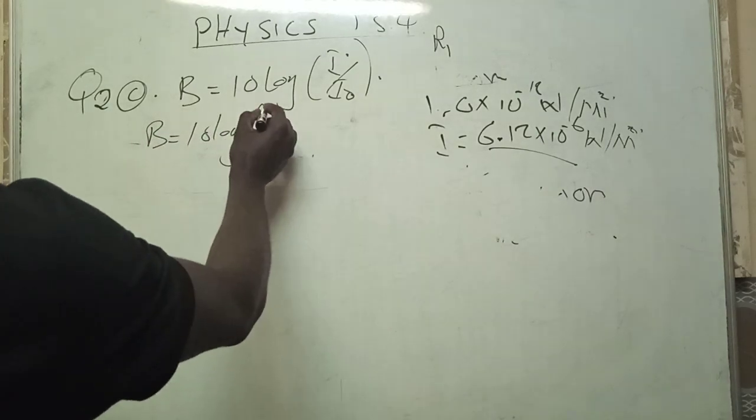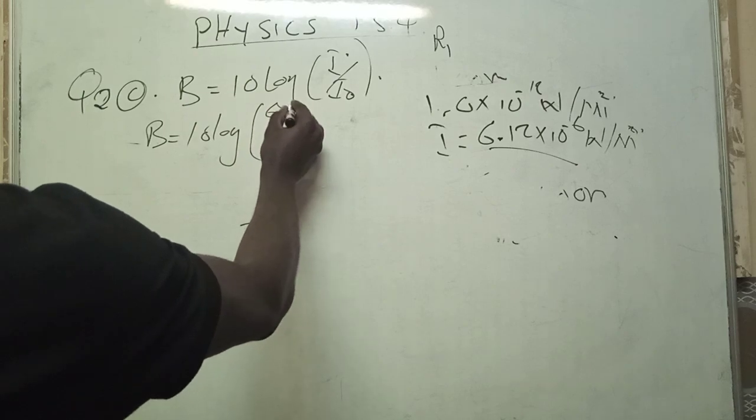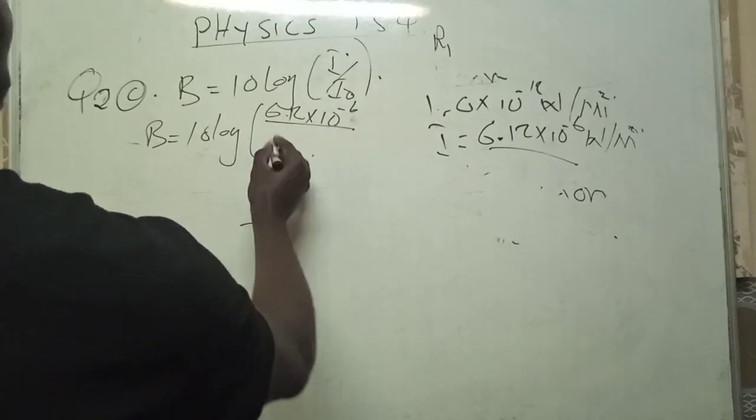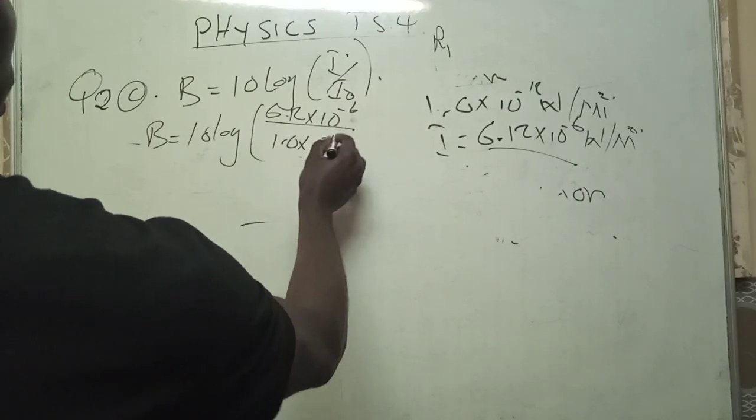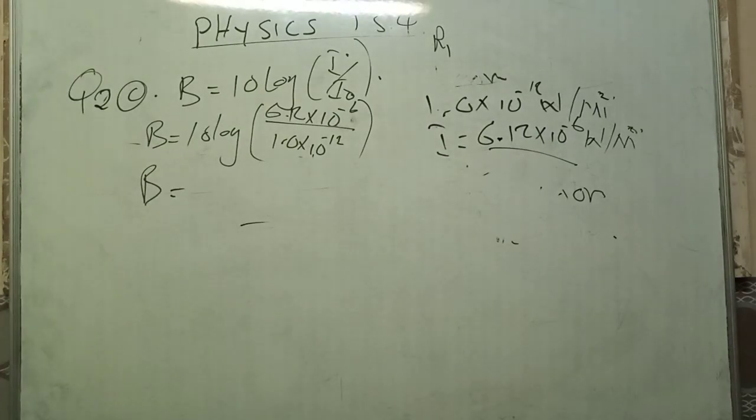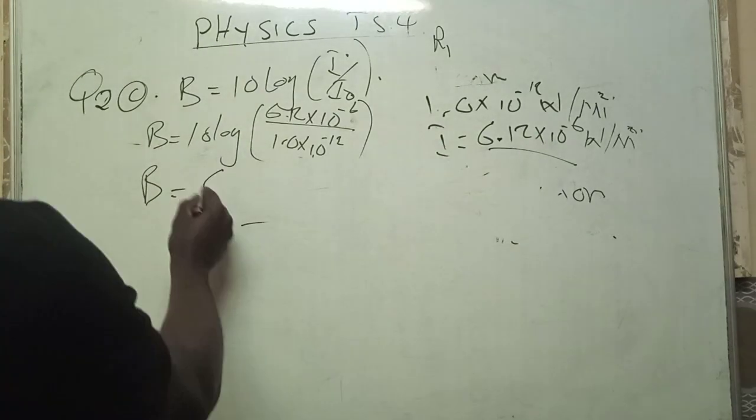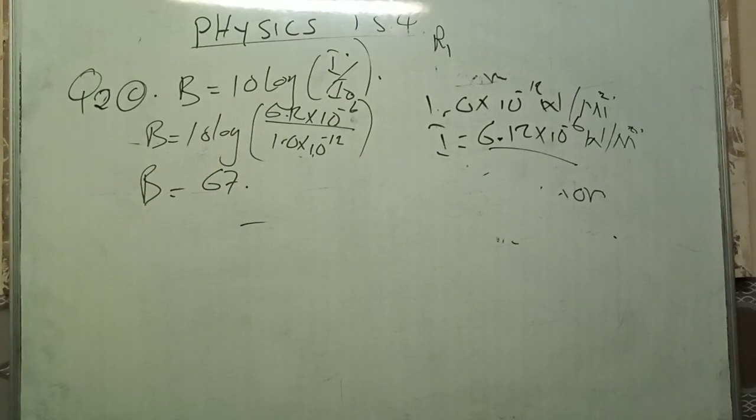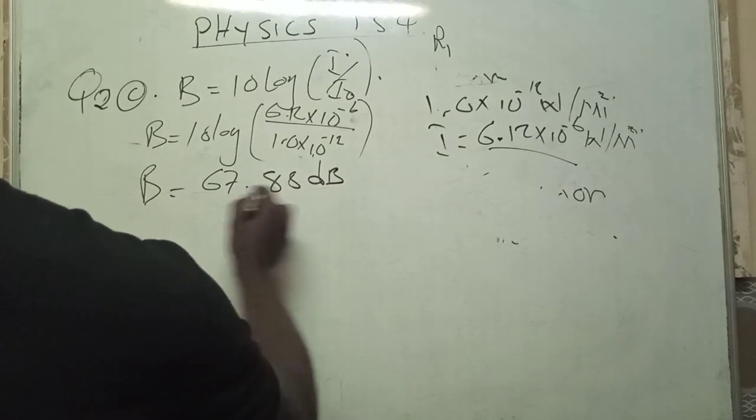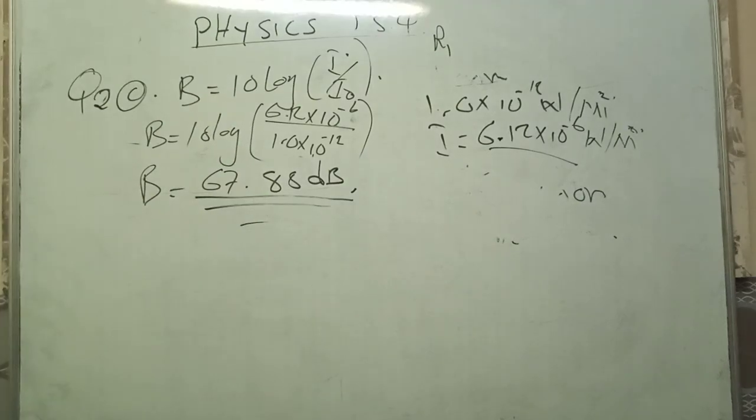Then I'm going to replace there: 6.12 times 10 to the power -6 over 1.0 times 10 to the power -12. What are we getting? We are able to get 7.88 dB. Question 2 done.